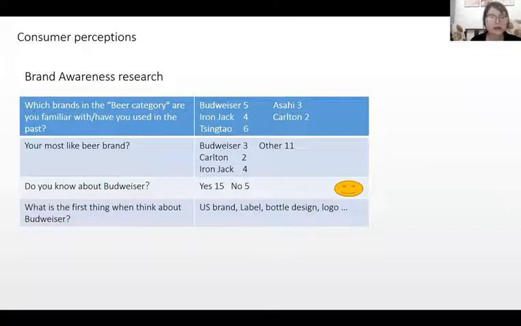The top four items I think about with Budweiser include US brand, label, bottle design, and logo. That means Budweiser has great brand awareness in the consumer's mind. But most importantly, most of the items are about their brand design, which is always the first thing a person knows about a brand.